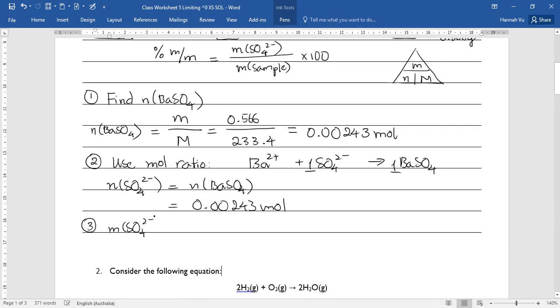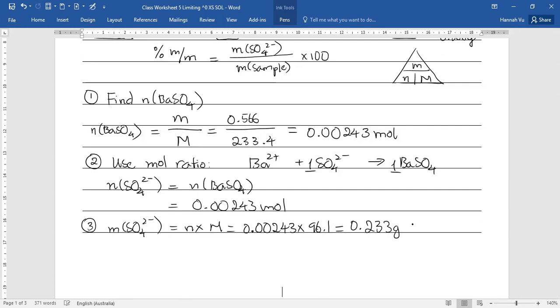Okay, now once I have the number of mole of sulfate ion, I can find the mass of sulfate ion, which is number of mole times molar mass. This molar mass is not the molar mass of barium sulfate, so you need to just get SO4, which is 96.1 if you use 32.1 as the molar mass of sulfur. So use the calculations from your calculator. Keep the exact values. The mass is 0.233 grams, and we don't have enough room, so let's just make some more.